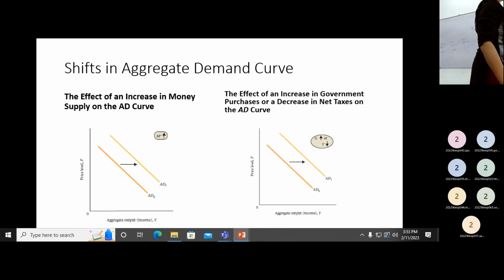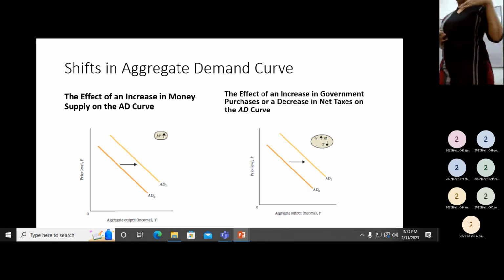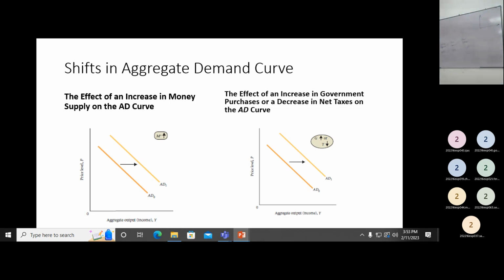One possible reason is the effect of an increase in money supply on the aggregate demand curve, right? Now, this concept also we will talk about later. There's something called the money market, so we will talk about it in the next lesson as well. But for the moment, I'll just give you a small introduction so it's easier for you. When we are talking about aggregate demand, aggregate output, aggregate income, we are referring to goods and services, right? Demand and supply for goods and services.